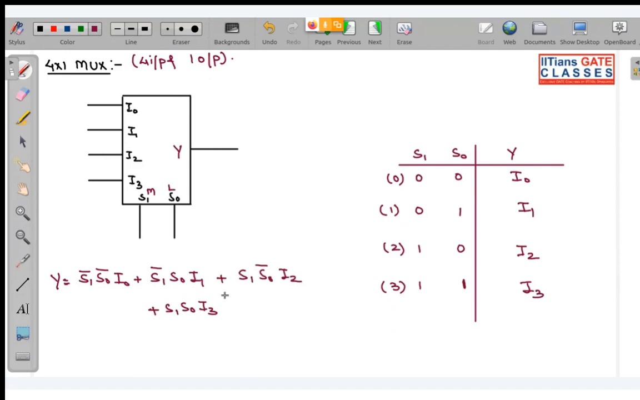Can we make the circuit diagram for a 4 cross 1 multiplexer? You can do it as your homework. It is not that difficult. It will be time consuming, so that is why I don't want to do it here. You can do it yourself also. So this is your expression for a 4 cross 1 mux.